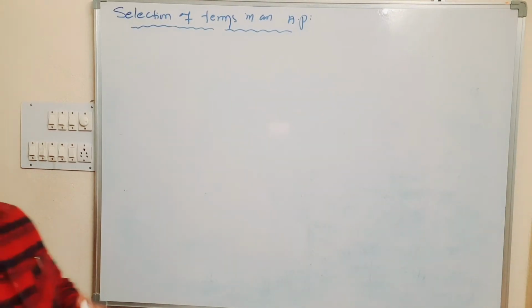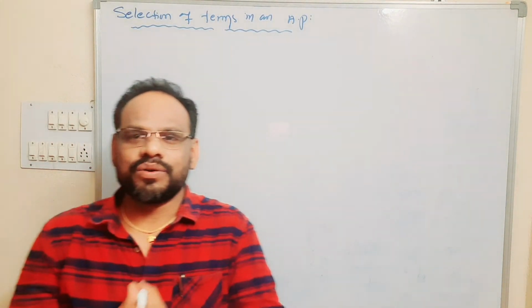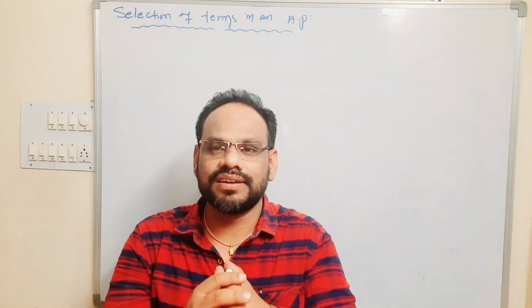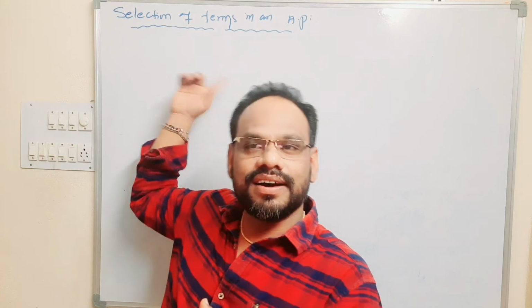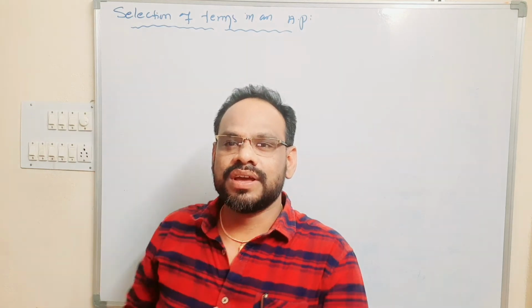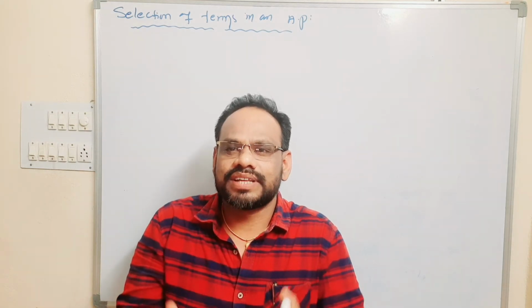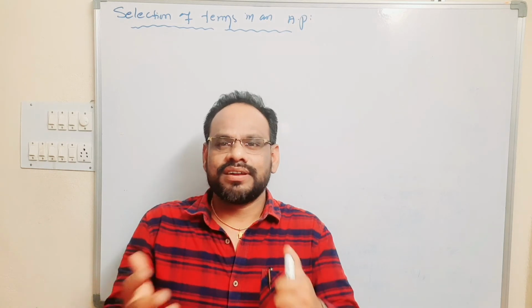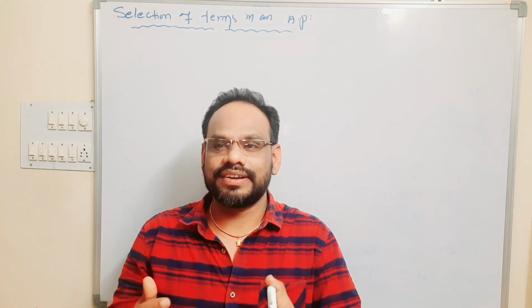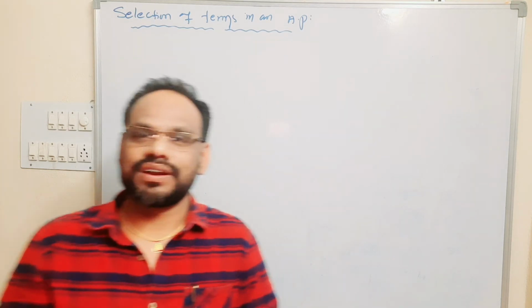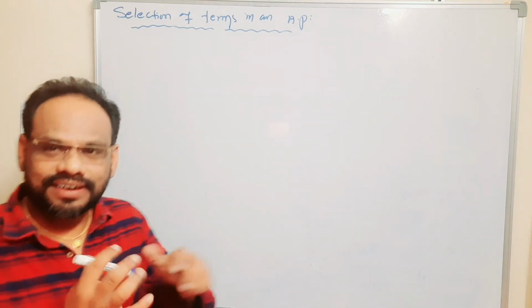Next one: how to select the number of terms in an arithmetic progression. That means nothing but selection of terms in an arithmetic progression. If you ask for two terms, if you select a and a plus d, we get the easy answer. If you ask for three terms, or four, five, or six terms, how do we select the number of terms in an arithmetic progression?